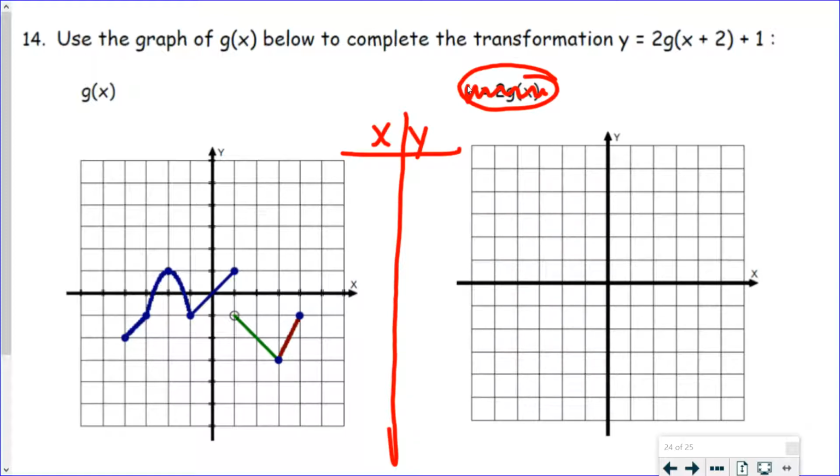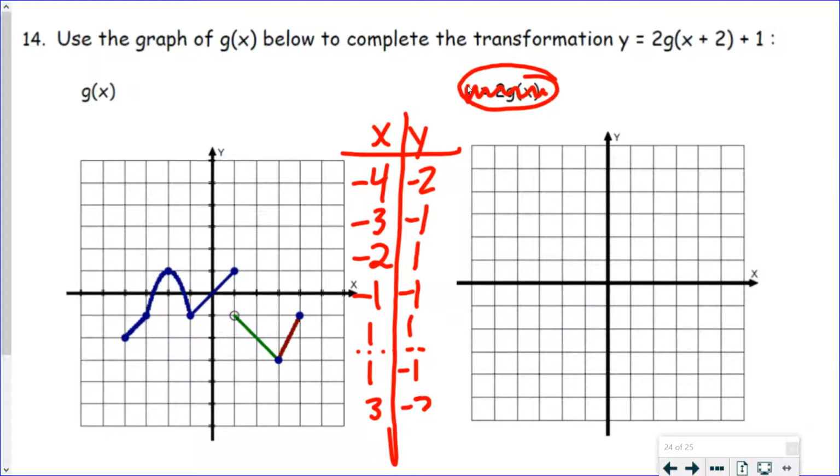We get the points (-4, -2), (-3, -1), (-2, 1), (-1, -1), (1, 1), (1, -1), and so on. I'm going to do dot, dot, dot to remind me that's the break in my graph. And then I'm going to point at (3, -3) and (4, -1).